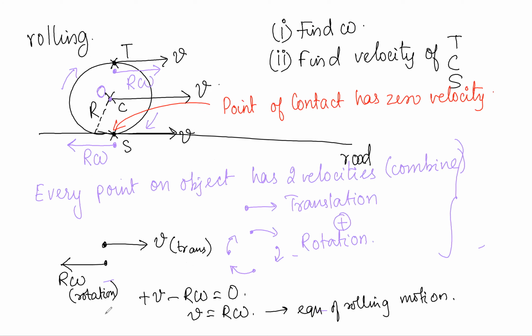Now the question is, what is the velocity of point T and what is the velocity of point C? There are two other points whose velocity we need. So you draw your entire wheel. I've enlarged it over here. This point has a velocity of v, and we have already found out that this point has zero velocity.